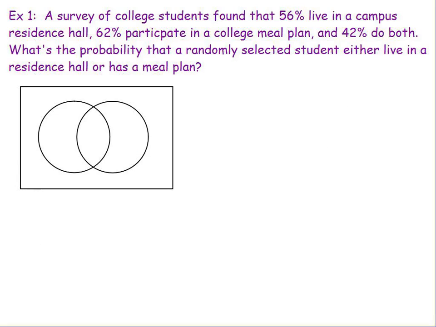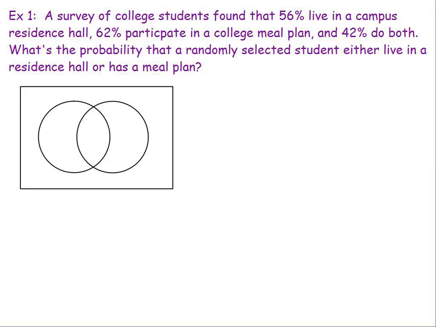A survey of college students found that 56% live in a college residence hall, 62% participate in the college meal plan, and 42% do both. So right away, you just heard people do both. We're going to answer the question, what's the probability that a randomly selected student either lives in a residence hall or has a meal plan?